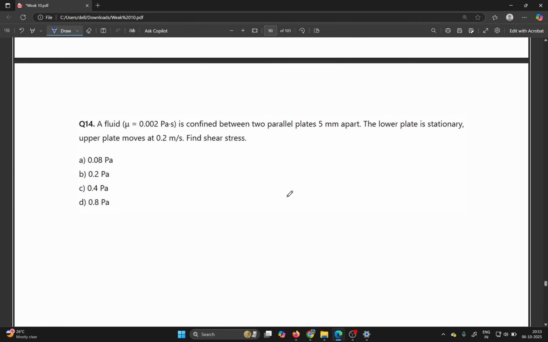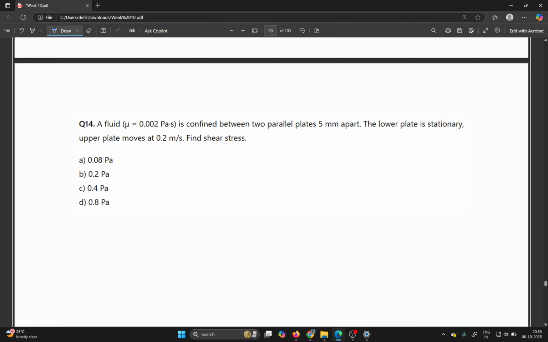Now let us move on to the next question. A fluid of dynamic viscosity 0.002 Pascal second is confined between two parallel plates 5 mm apart. The lower plate is stationary and the upper plate moves at 0.2 meter per second. Find the shear stress.